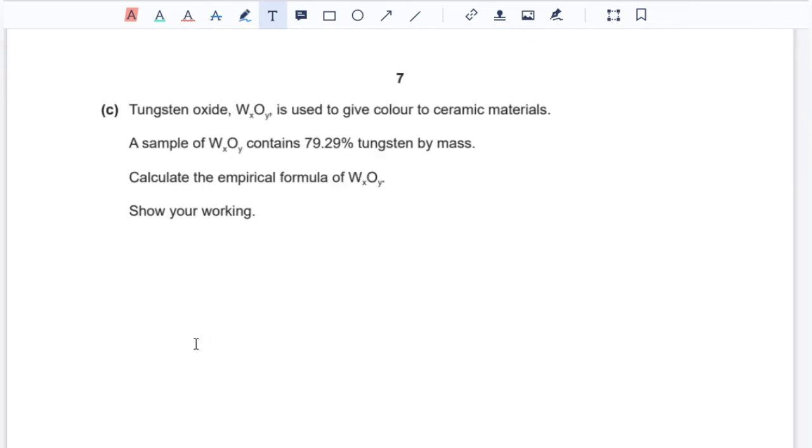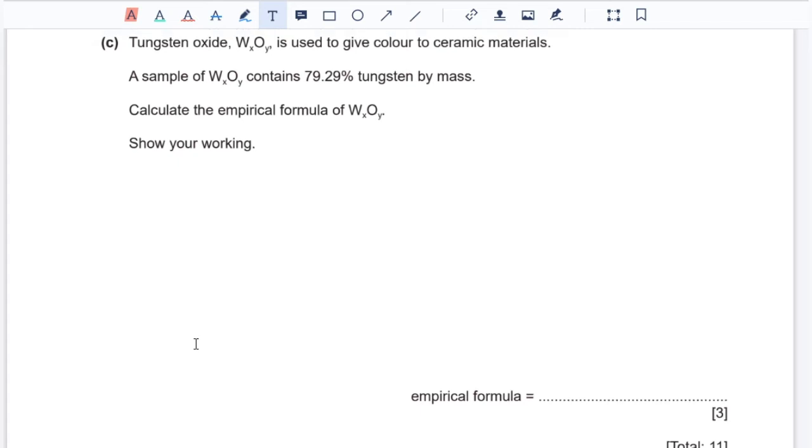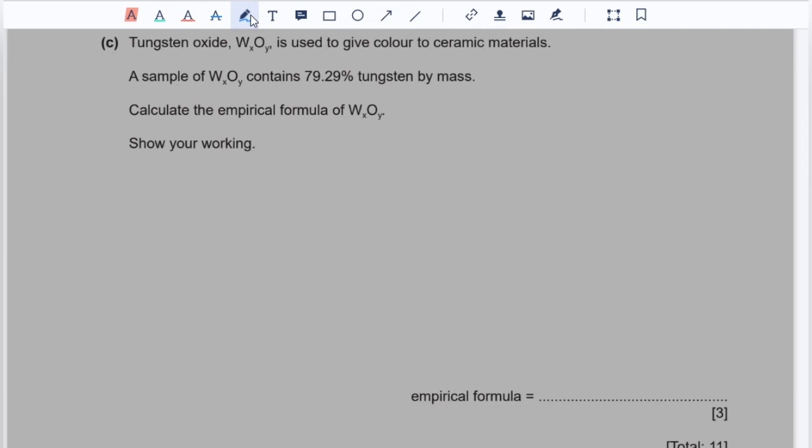C. Tungsten oxide is used to give color to ceramic material. A sample of tungsten oxide contains 79.29% tungsten by mass. Calculate the empirical formula of this oxide and show your working. Alright, so to calculate the empirical formula of a compound, you start by writing down the symbols of the elements and then their percentages by mass. So out of total 100%, 79.29 as being tungsten, that means the remaining, or 100 minus this percentage, would give the percentage by mass of oxygen. So 100 minus 79.29 is equal to 20.71.